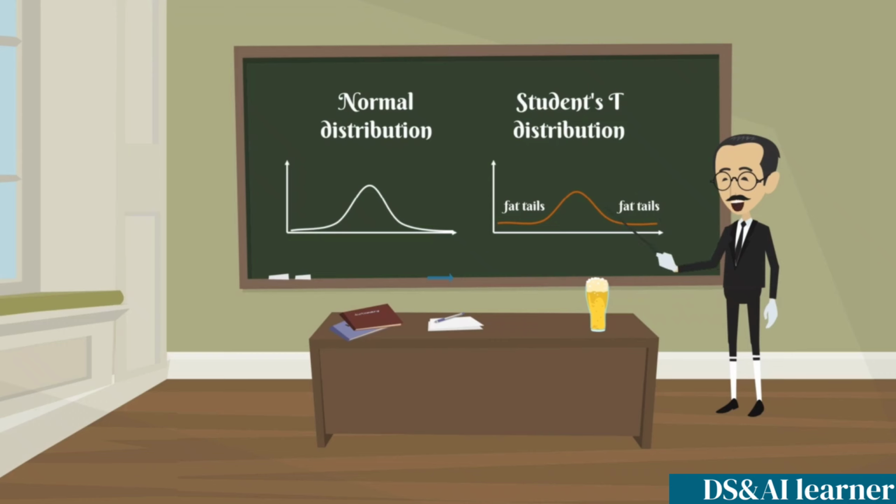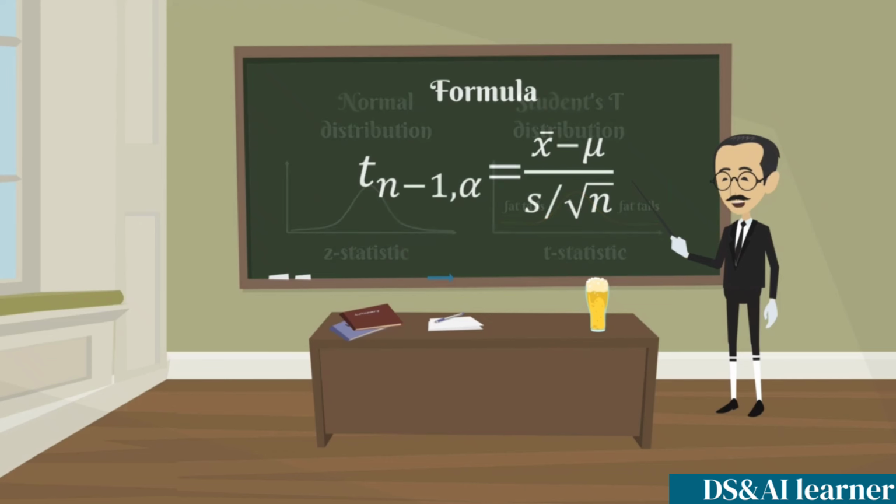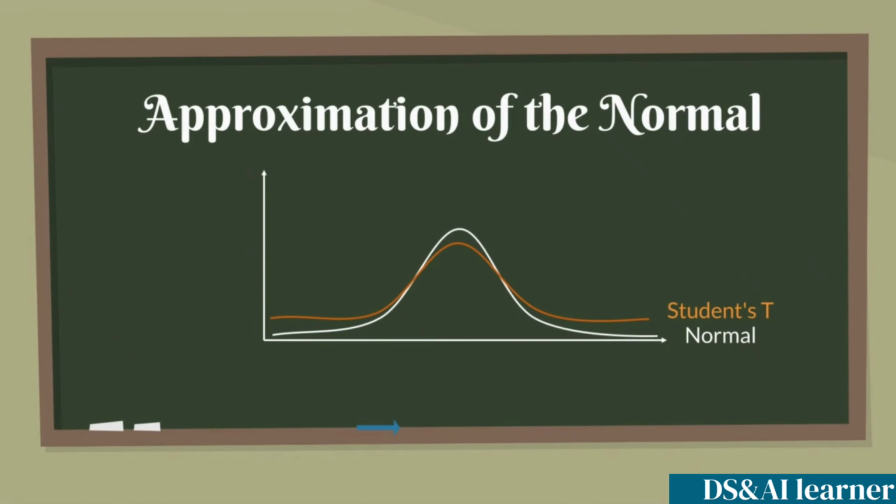In the same way that the z-statistic is related to the standard normal distribution, the t-statistic is related to the Student's t distribution. The formula that allows us to calculate it is t with n-1 degrees of freedom and a significance level of alpha equals the sample mean minus the population mean divided by the standard error of the sample. As you can see, it is very similar to the z-statistic. After all, this is an approximation of the normal distribution.